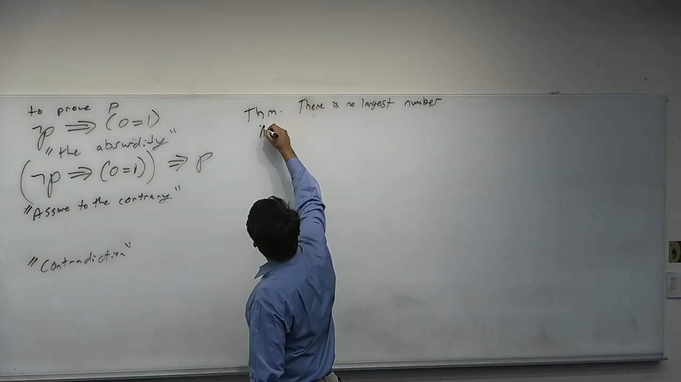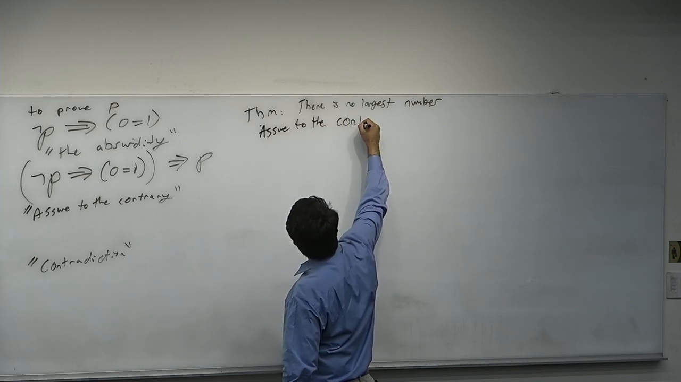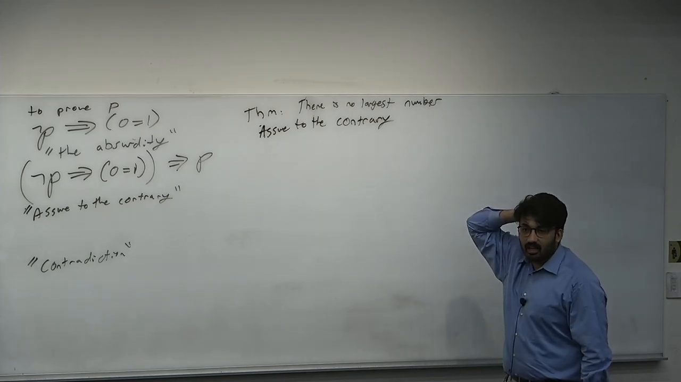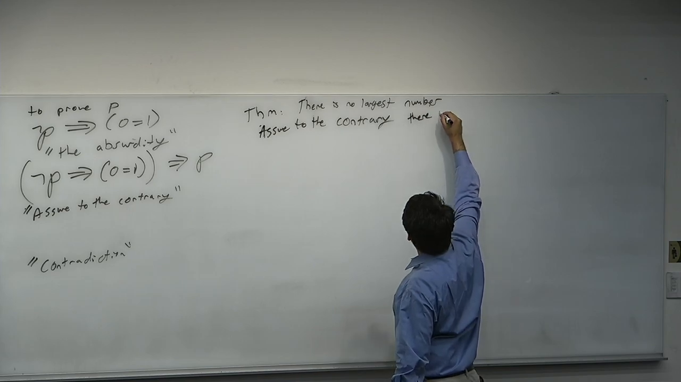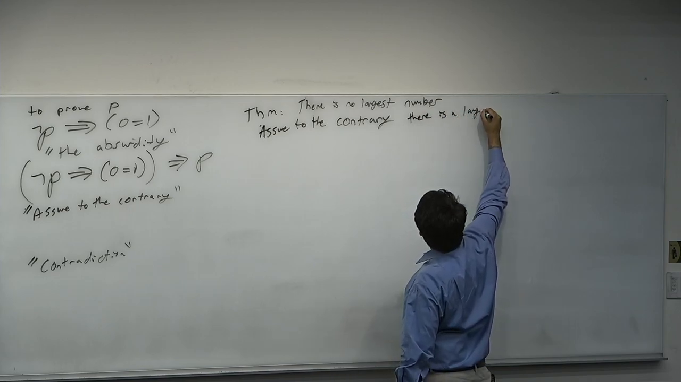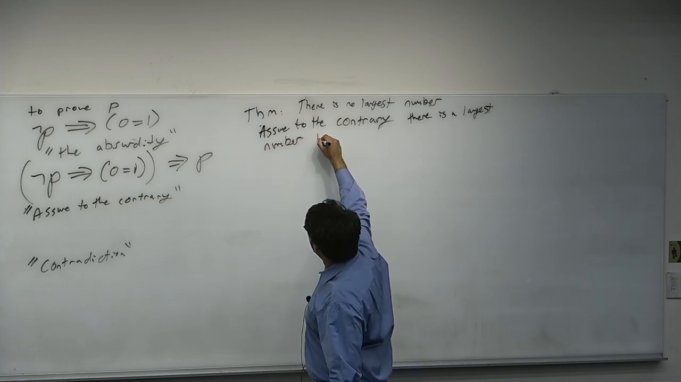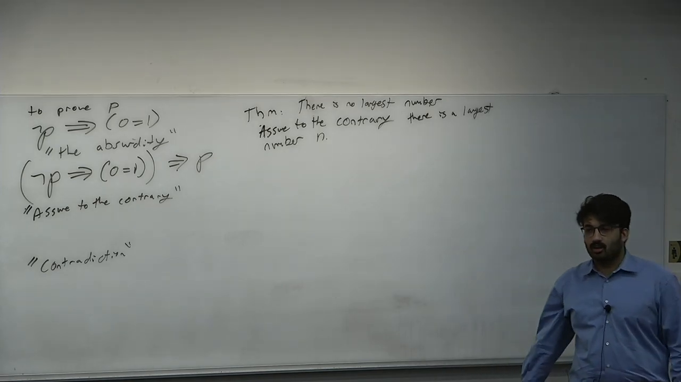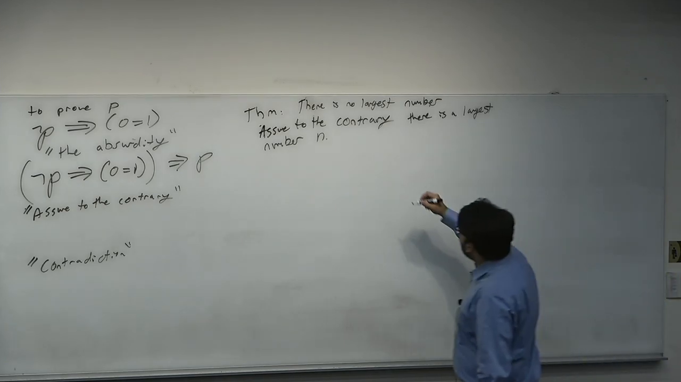Assume to the contrary. You assume to the contrary, you take the negation of the statement. So the negation of the statement: there is a largest number. And we'll call that largest number n. Okay, assume to the contrary, there is a largest number, n.